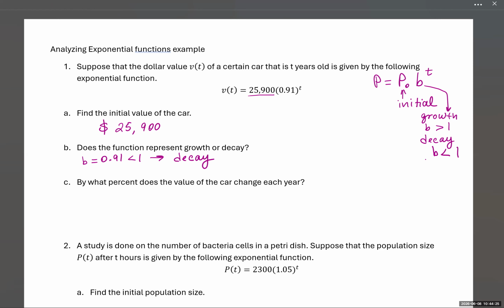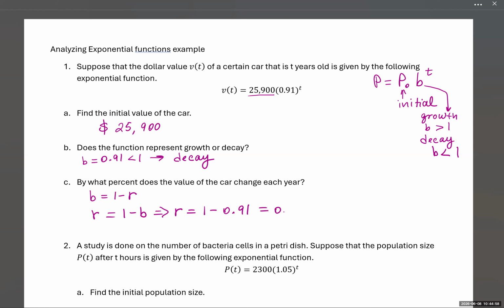By what percent does the value of the car change each year? This question actually needs some calculations. By definition, for the decay function, b is 1 minus r. We need to get r out of that equation, so rearrange to get just r. R equals 1 minus b. So now I can plug that in. R equals 1 minus my b, which is 0.91.